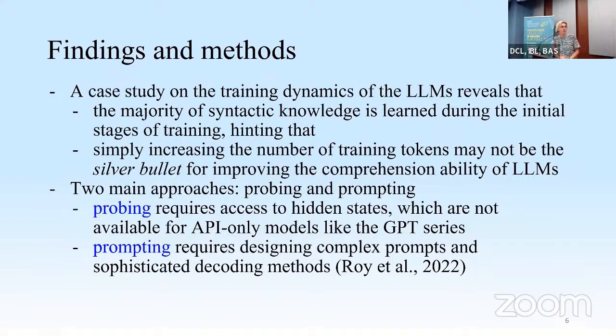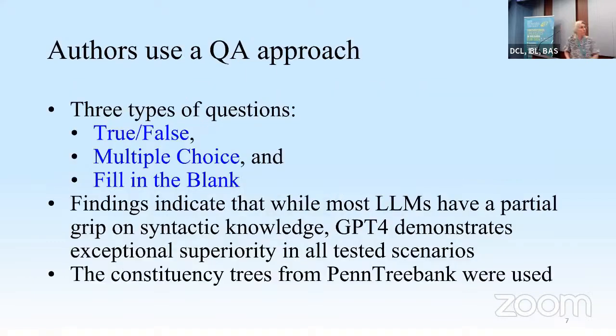It's interesting, actually. Two main approaches: probing and prompting. Probing requires access to the hidden states of the model, which are not available for API models like the GPT series. Prompting requires designing complex prompts, we already know that, and sophisticated decoding methods. And there is also literature on that.